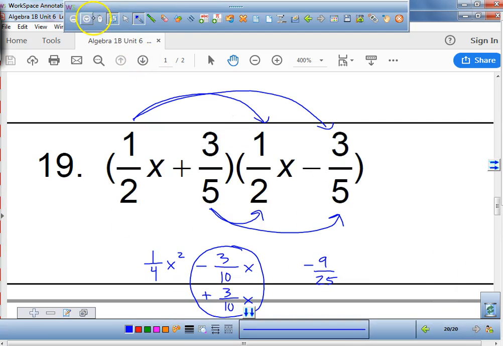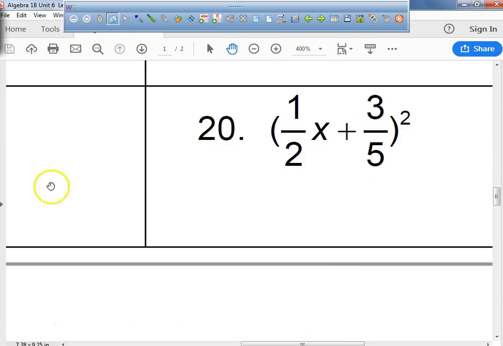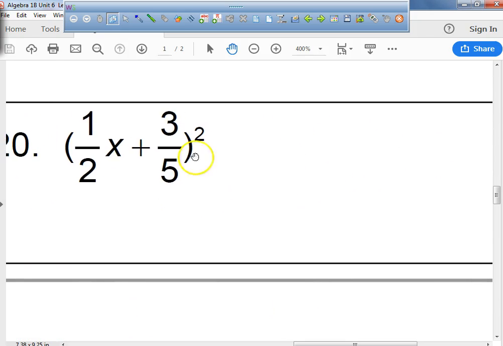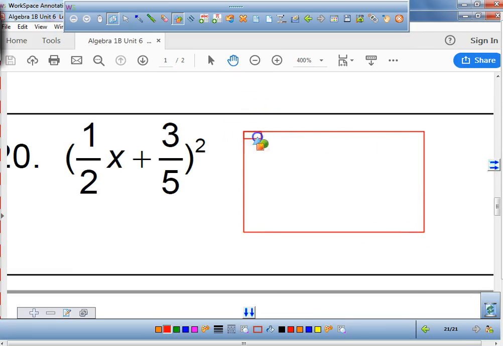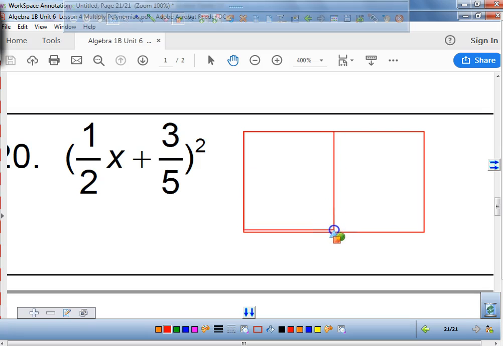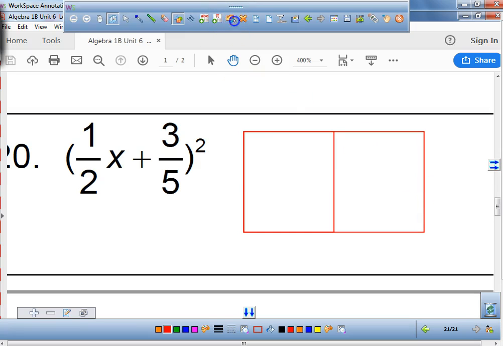Okay, and number 20. So here's what I want you guys to do. We're going to do the rectangular method on this one. Put it right here. Draw a rectangle, and another rectangle, and one more.